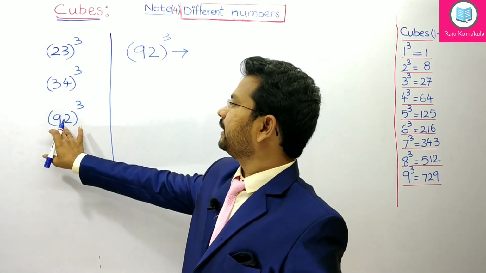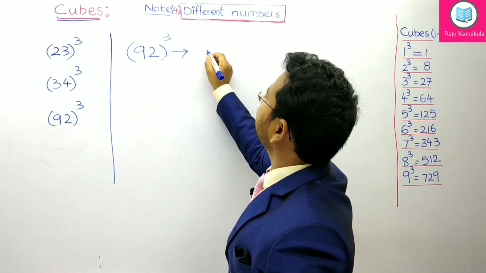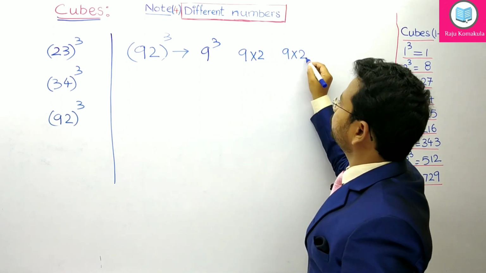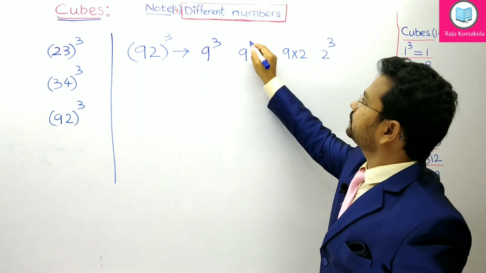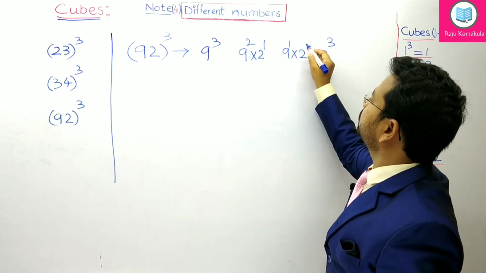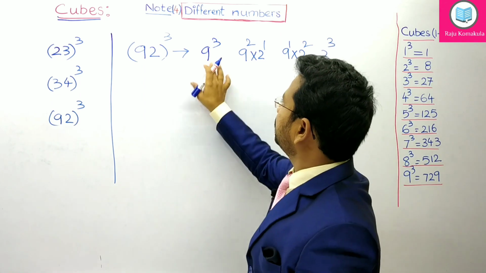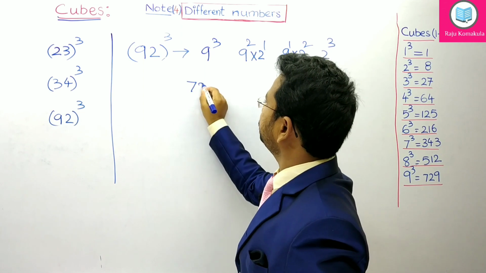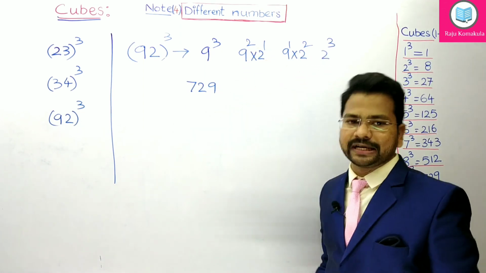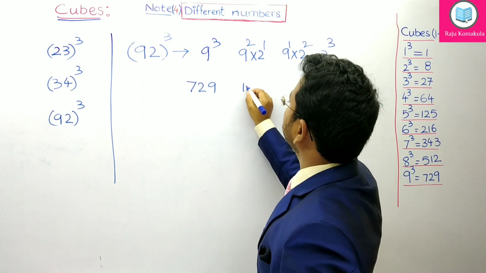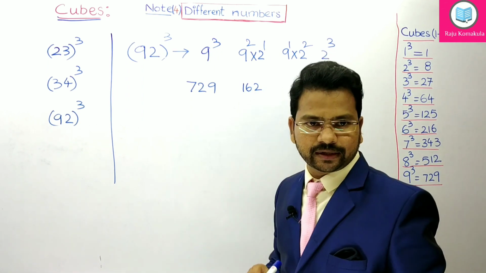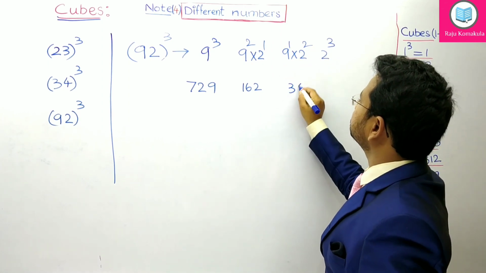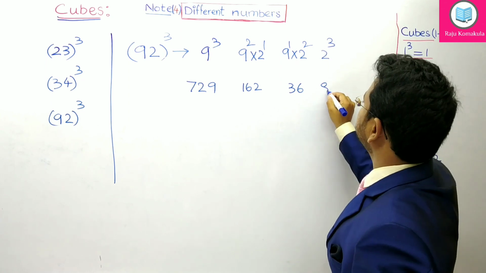Now 92 cube. I am writing 9 cube. 9 into 2, 9 into 2 and 2 power 3. So in this one 9 square 2 power 1. 9 power 1 2 power 2. What is the cube of 9? You can see here 7 to 9. 9 square, that is 81 into 2. 81 into 2, 162. Am I right? Now 9 into 2 square. 2 square is 4. 9 into 4, 36. And 2 power 3, it is 8.